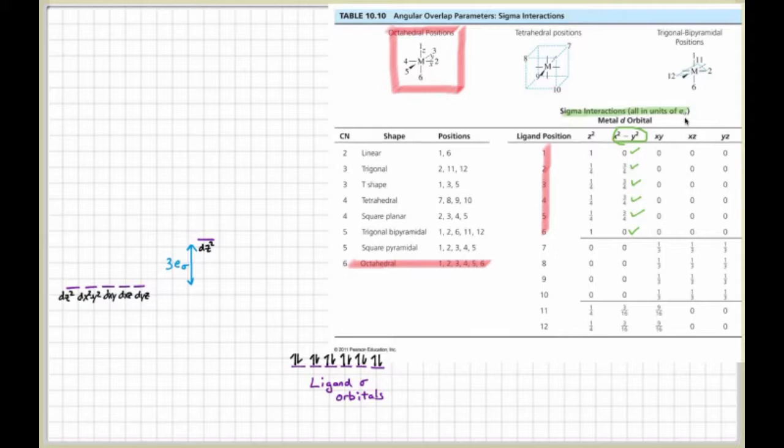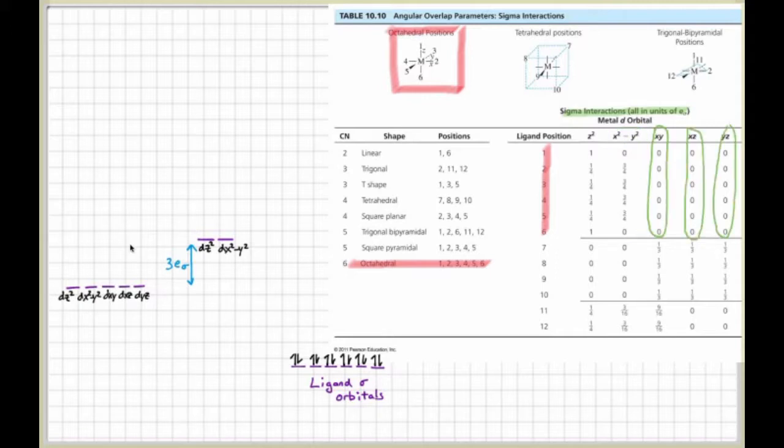And so adding those together gives you 3 E sigma, and so the dx squared minus y squared is raised by the same amount, 3 E sub sigma. So that is the degree of interaction of the ligand sigma orbitals with the dz squared and dx squared minus y squared orbitals. And we show those raised in energy above their original positions.